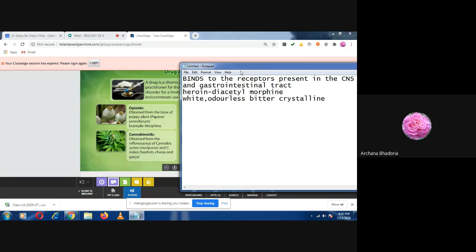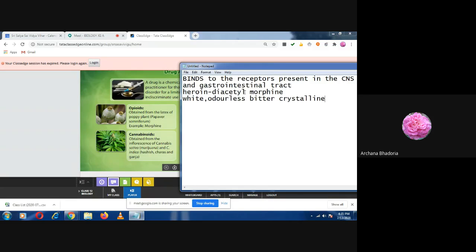So diacetylmorphine, now try to understand how this heroin is obtained. Heroin is obtained by the acetylation of the chemical morphine, so it is known as diacetylmorphine. And from where do we get that morphine? Ma'am, from the latex of the poppy plant. Very good.